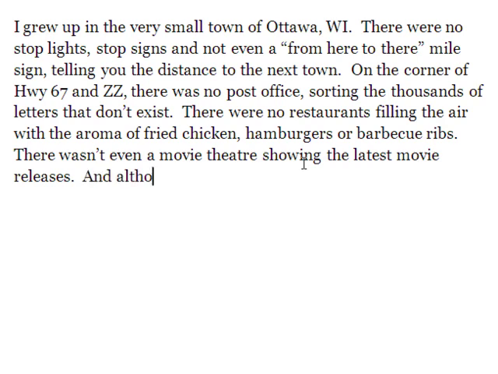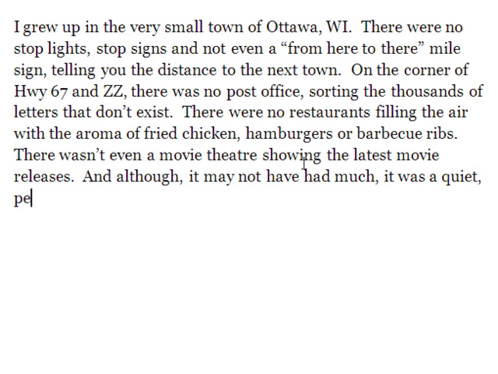And although it may not have had much, it was a quiet, peaceful place to grow up. So there we go. Now I'm up to 102 words, so I have plenty, and you can see that I told you basically about the small town I grew up by telling you what it didn't have.